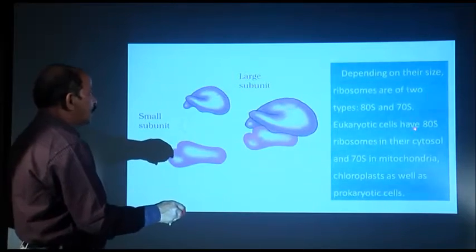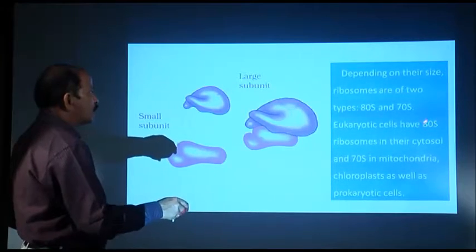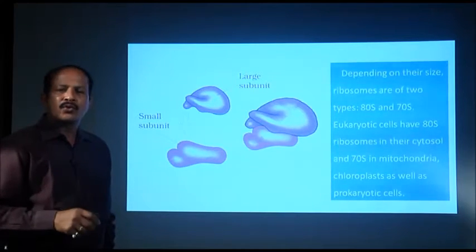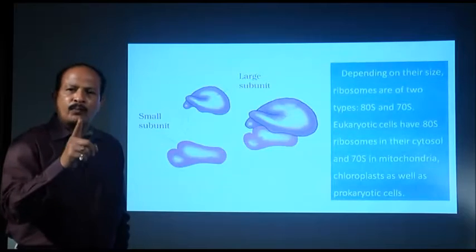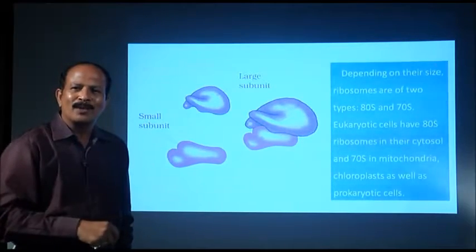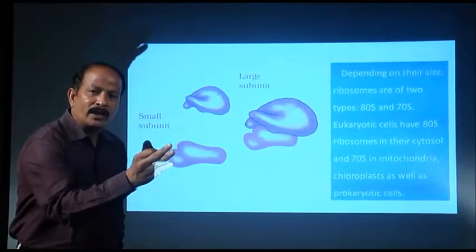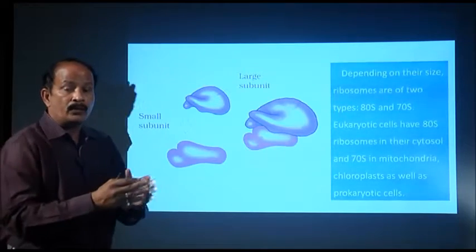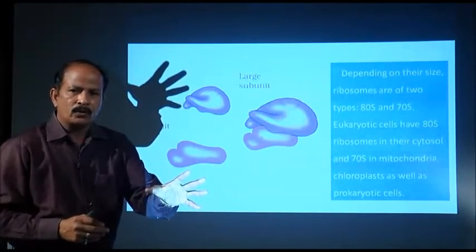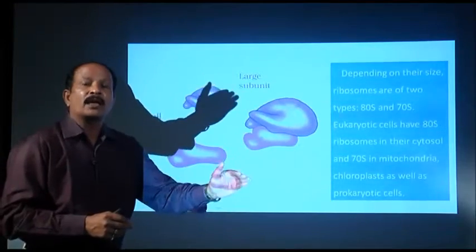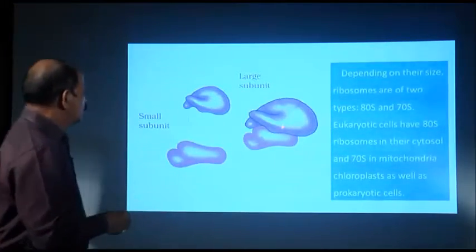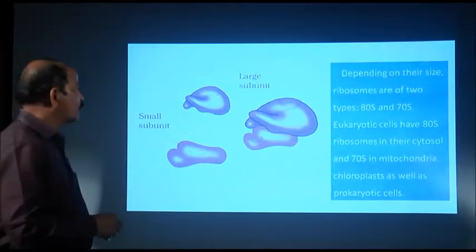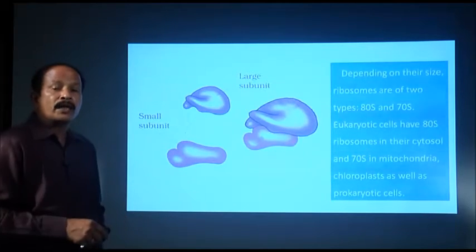As I told you, the 80S is a cytoplasmic ribosome, found in the cytoplasm. In the previous class, we discussed that some of the ribosomes are attached to the endoplasmic reticulum. That means they are bound to the ER, making it rough, and others are available free in the cytosol. So, depending on their attachment, there are cytosolic free ribosomes and rough endoplasmic reticulum attached ribosomes. The 80S ribosome is responsible for synthesis of proteins in the cytoplasm and 70S in the organelles of the eukaryotic cell.